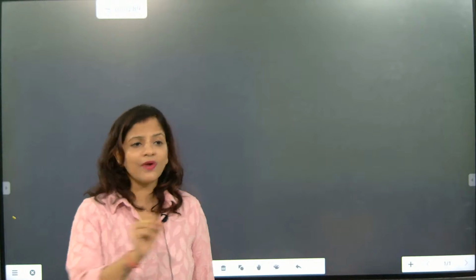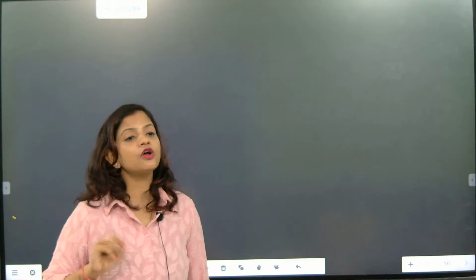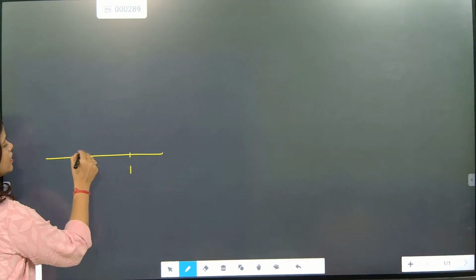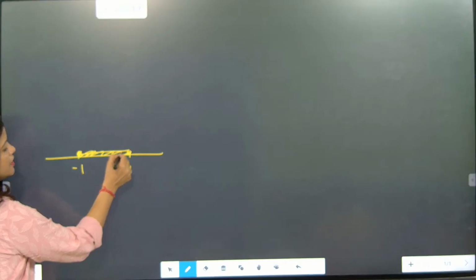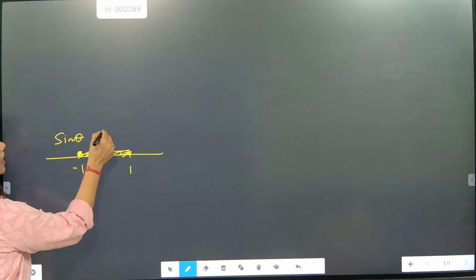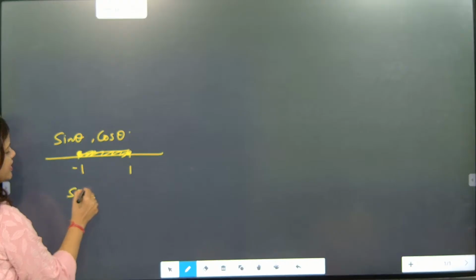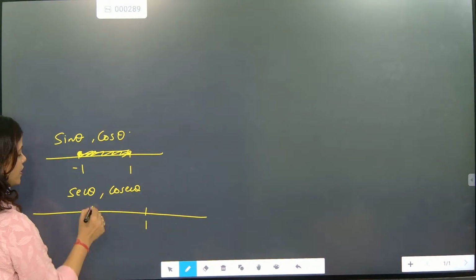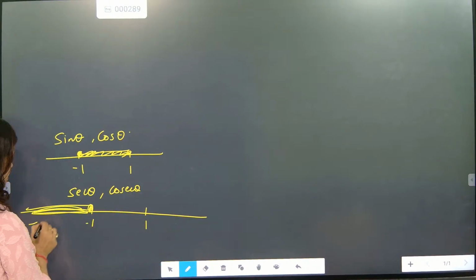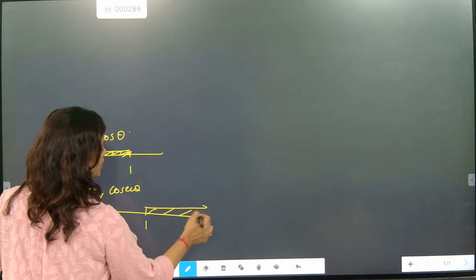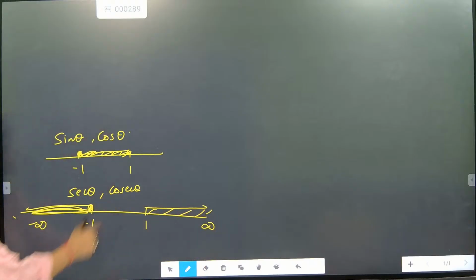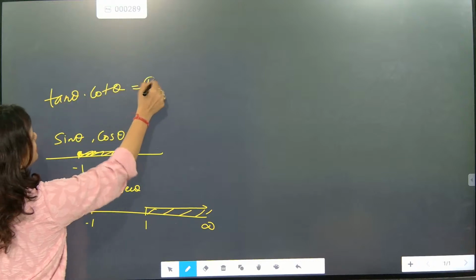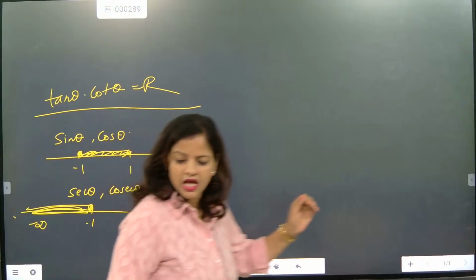Here the range is -1 to 1 for sine theta. For cos theta also the range will be what? Note down first. Sine theta range will be -1 to 1, closed interval. The same goes for cos theta. For secant theta and cosecant theta, the range is minus infinity to -1 and 1 to infinity. This is the range for cosecant and secant. For tan theta and cot theta, the range is the set of real numbers. This is the difference.